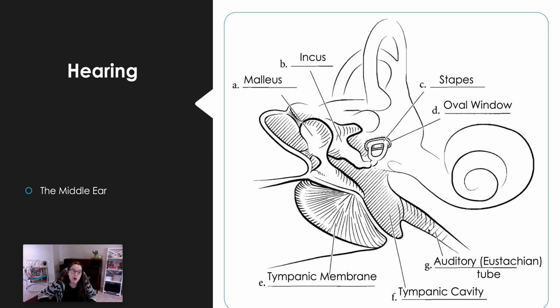So you open your jaw, it's going to help open that eustachian tube, and that's when you hear a pop in the ear. That's the release of pressure. So that eustachian tube is going to help maintain your middle ear pressure.